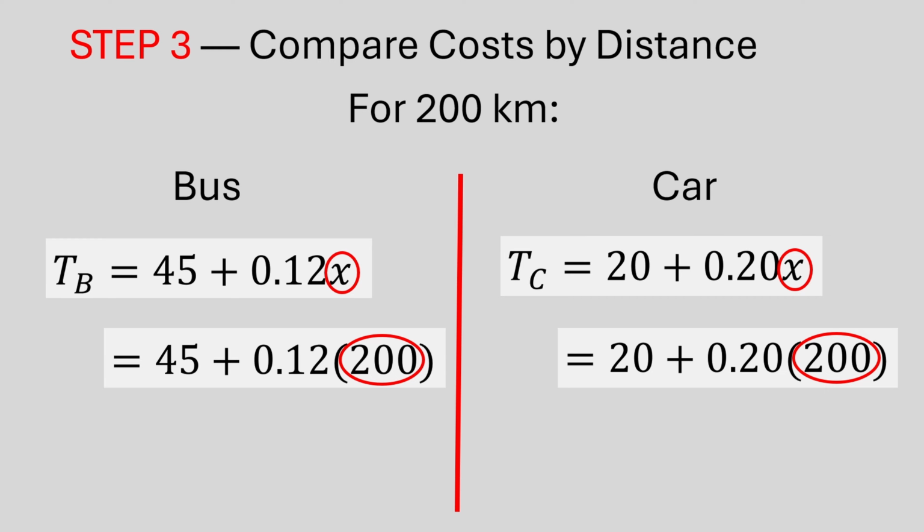Step 3. Compare costs by distance. Now let's compare the costs at 200, 300 and 400 kilometers. For 200 kilometers, x equals 200 kilometers. If we simplify, the total cost for the bus trip is $69 and the total cost for the car ride is $60. So the car is cheaper.